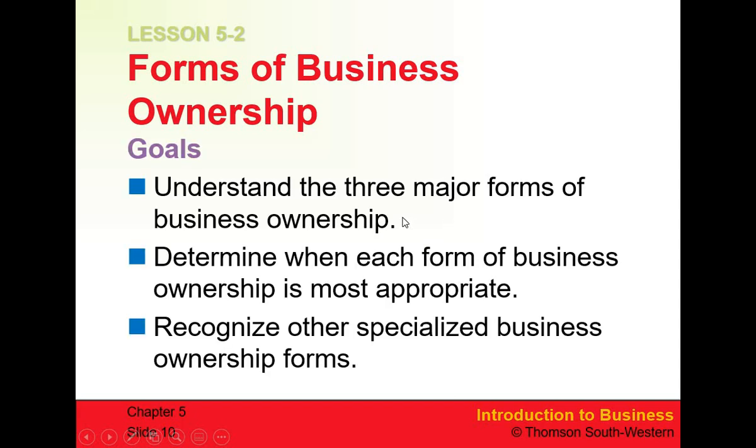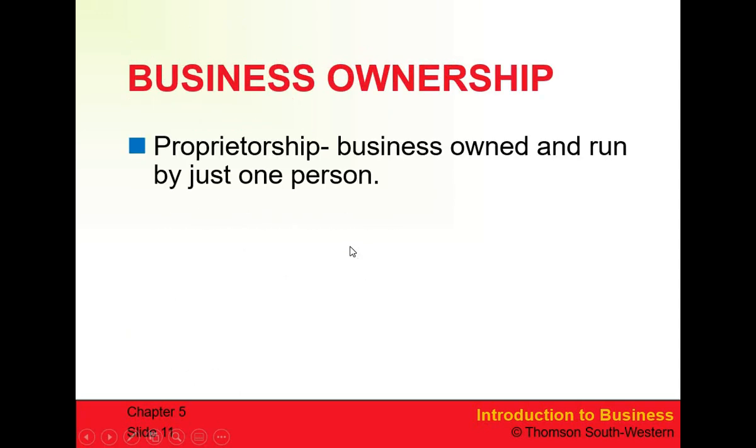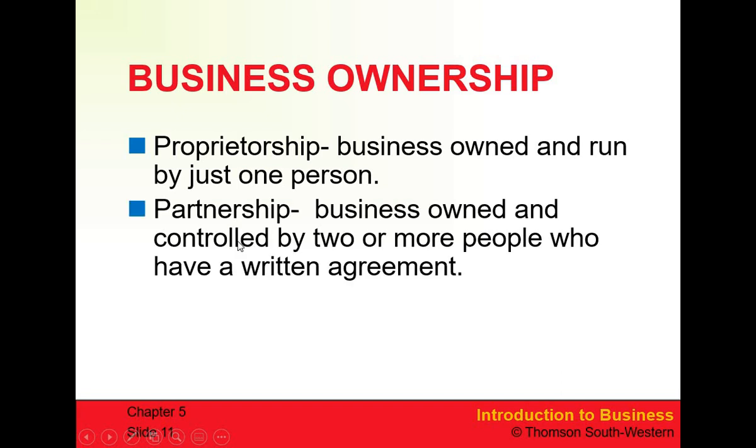We're going to look at the three major forms of business ownership, determine when each form of business ownership is most appropriate, and recognize other specialized business ownership forms. So first of all, the first type of ownership we're going to talk about is a proprietorship. This is a business owned and run by just one person. This would be the majority of businesses like we talked about yesterday.